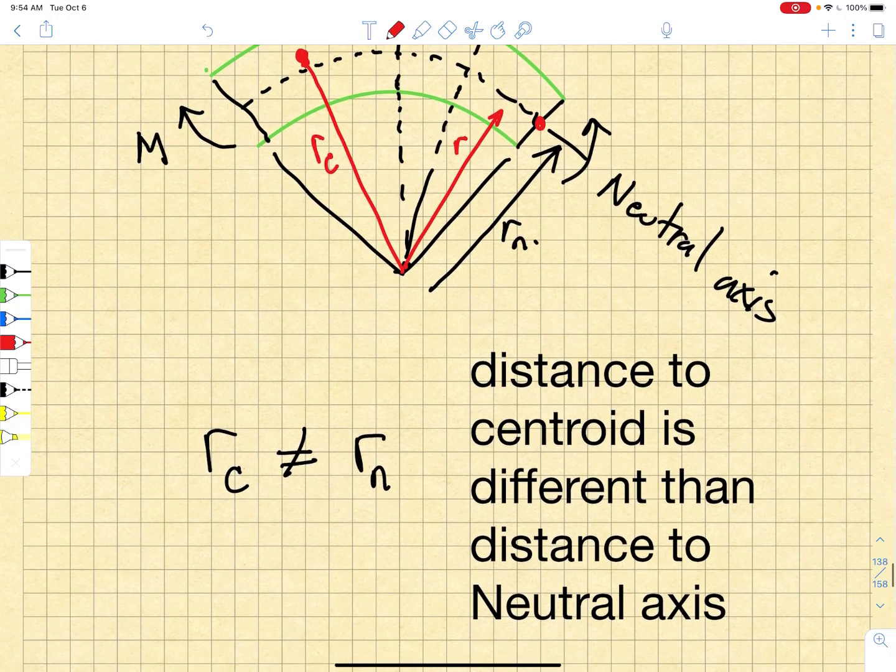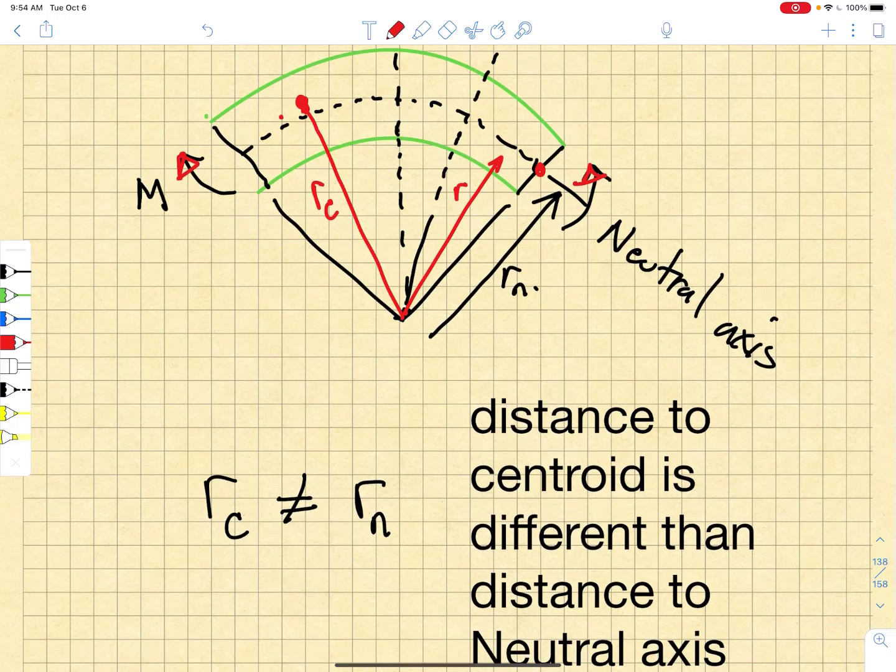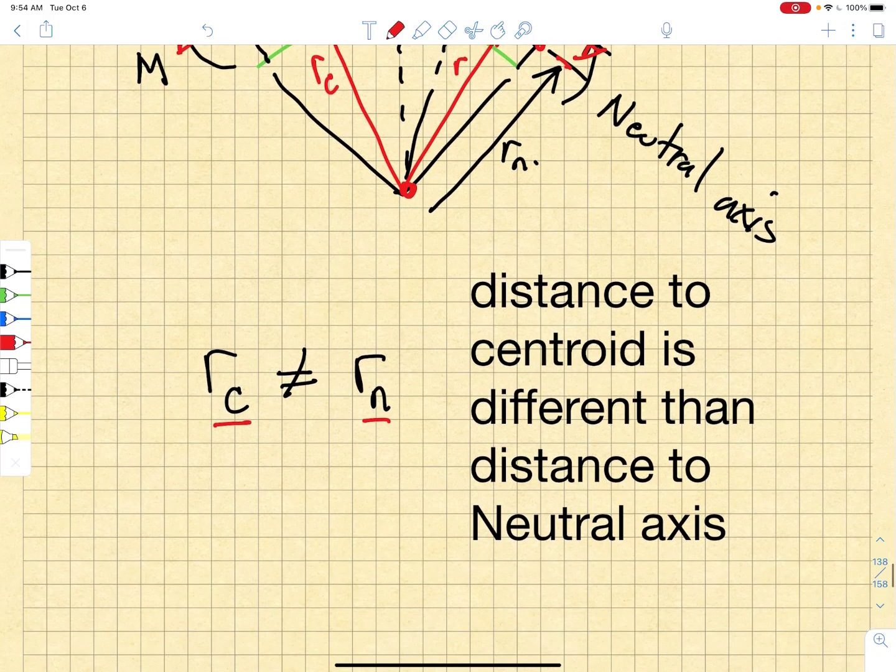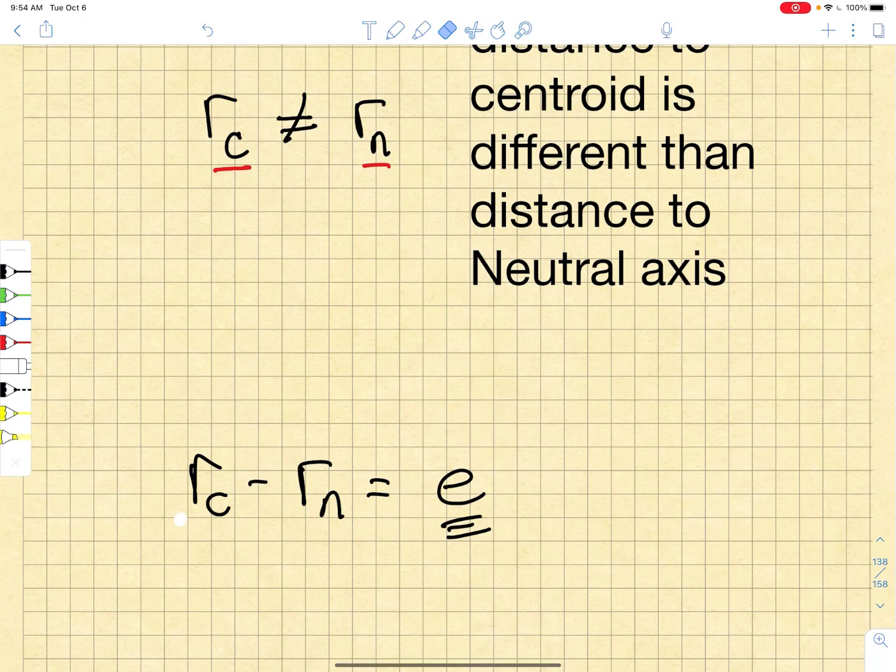So it's important for us to note, I have a radius to the centroid, which is further out than the radius to the neutral axis. So those radii from the center of curvature are different, and that then has an effect on the stress distribution. We take the difference between the centroidal and neutral axes and define that by a letter e, which is generally thought of as eccentricity. So e represents the eccentricity of the loading. It's slightly off of the geometric center.